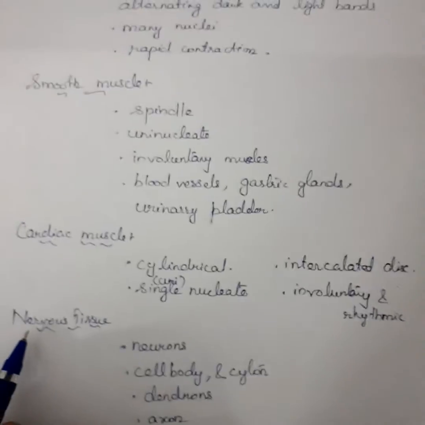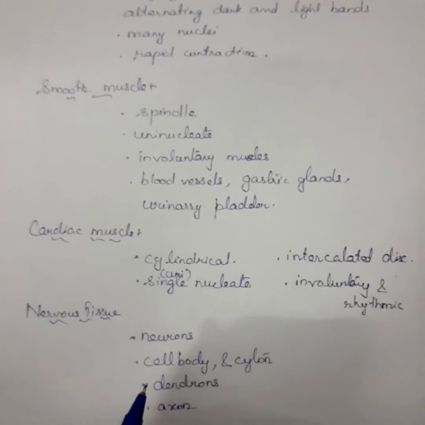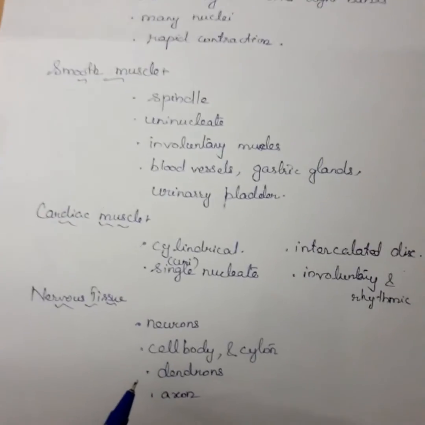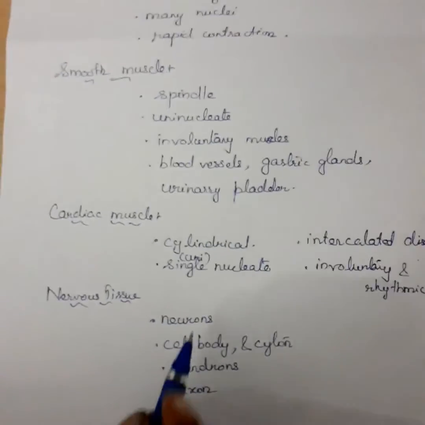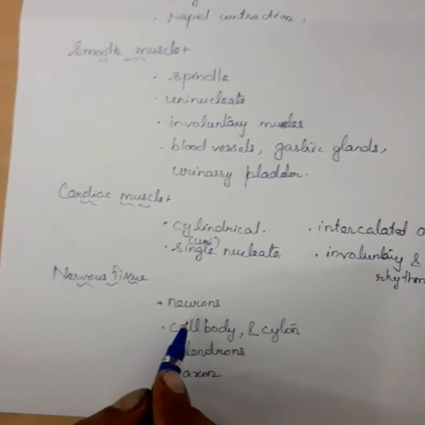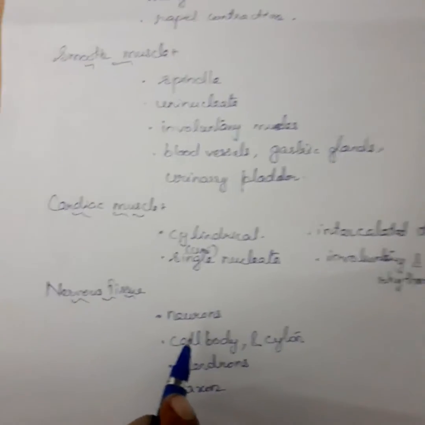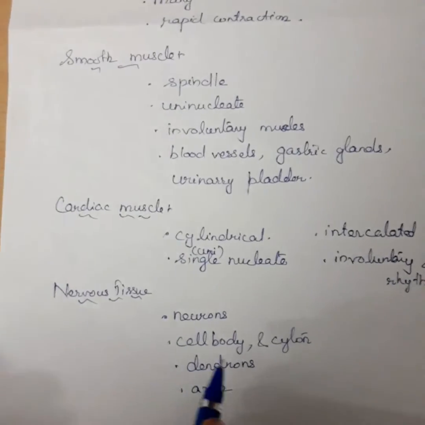Next we are going to learn about nervous tissue. Nervous tissue comprises nerve cells. These nerve cells are called neurons. Neurons are the functional unit of the nervous tissue. It is very important.